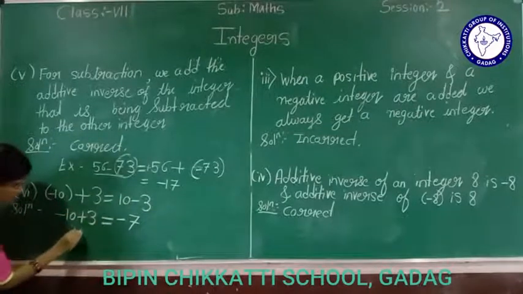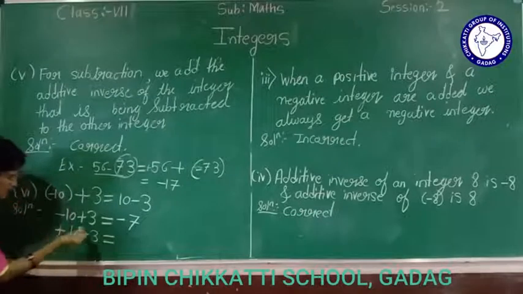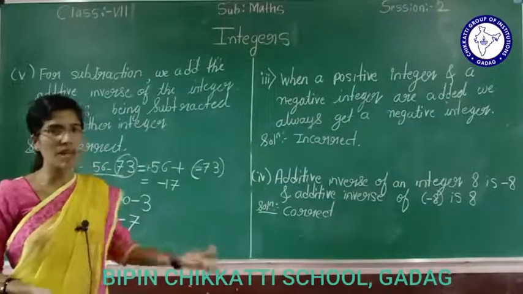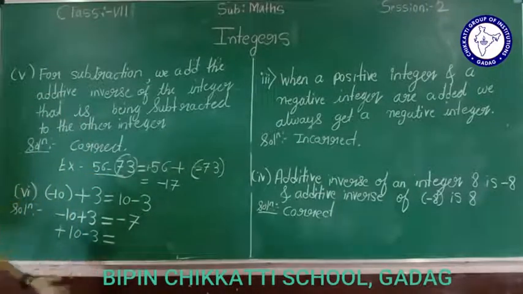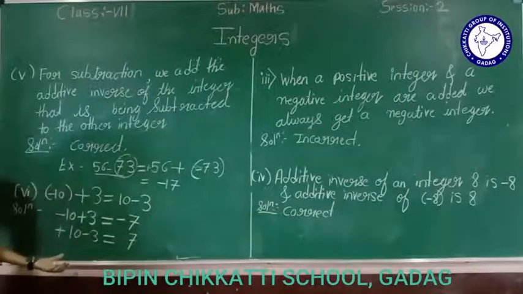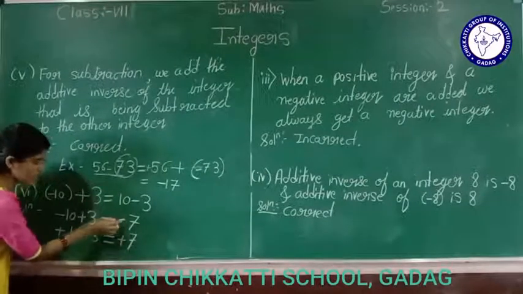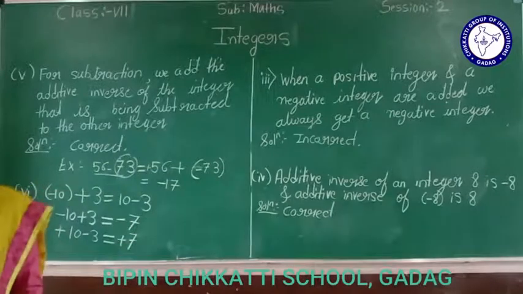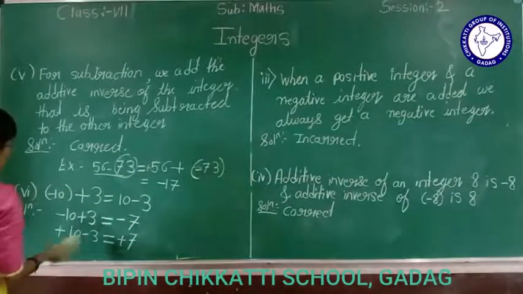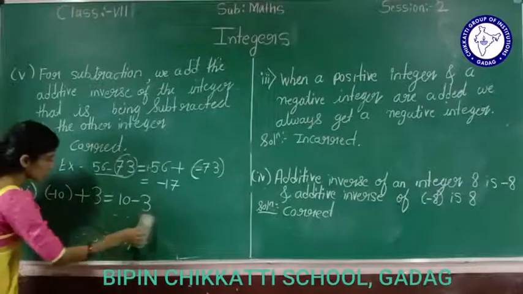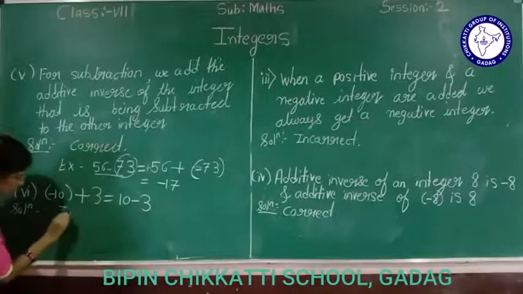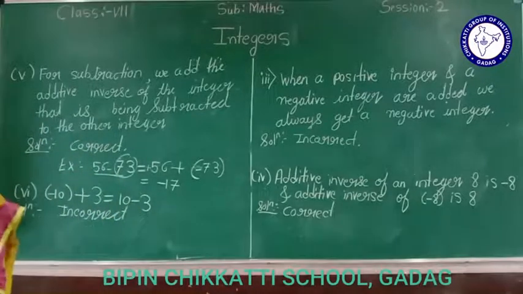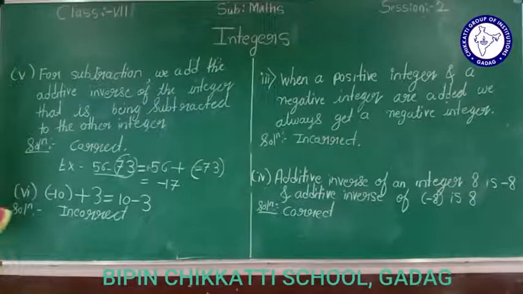Just check it. What is 10 minus 3? What is plus minus? Plus minus is minus. Whatever I am saying, you should do that. 10 minus 3 is 7. The bigger number is 10, and 10 has the plus sign. Here we are getting minus 7. Here we are getting plus 7. These are different. That's why this statement is incorrect.